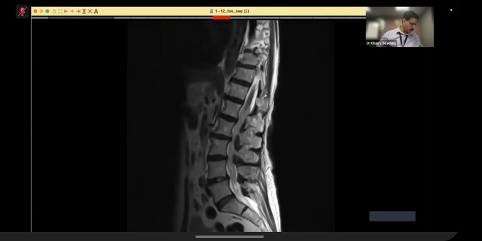77-year-old female, lower limb weakness, lower limb loss of sensation, bladder and bowel dysfunction.